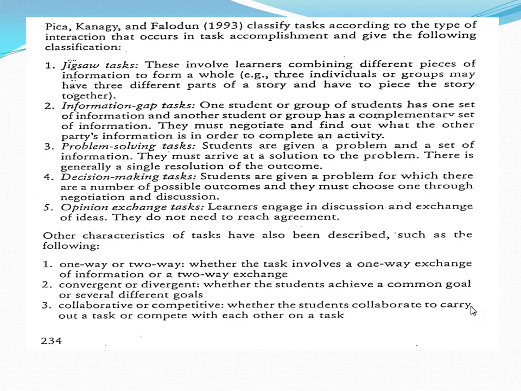Jigsaw. Information gap task. One piece of information is missing over there. You have to find out the information. And also problem solving task. That means a puzzle or something else. And also the decision making task you can do. Then the opinion exchange task. That means you can put your opinion in the target language.